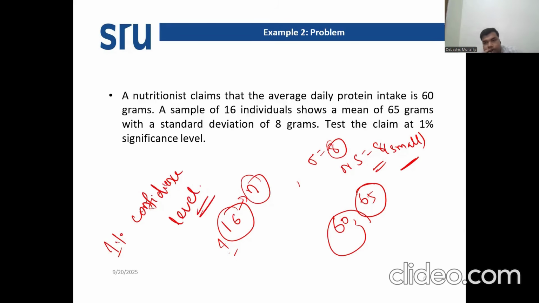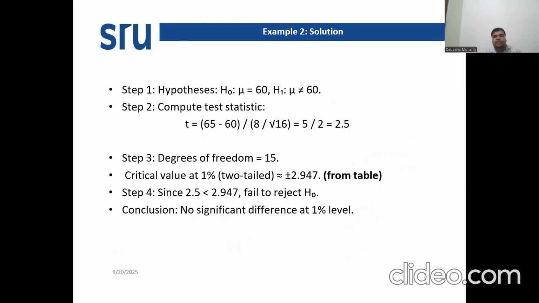Right? We have to test the hypothesis. Let's come to the solution part. So this is the solution part, students. Starting with the hypothesis, the null hypothesis H naught is such that mu is equal to 60, and the alternative hypothesis H1 is such that mu is not equal to 60. That means for one case the mean is 60, and for the alternative hypothesis case, the mean is not equal to 60.